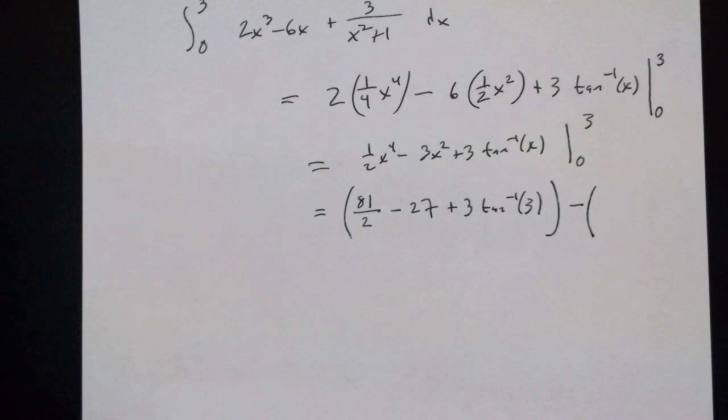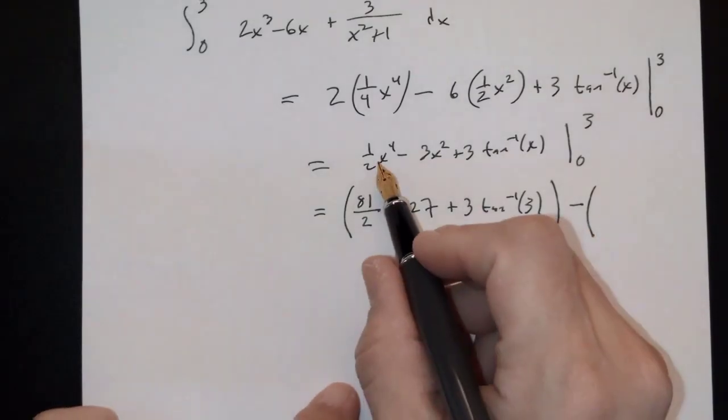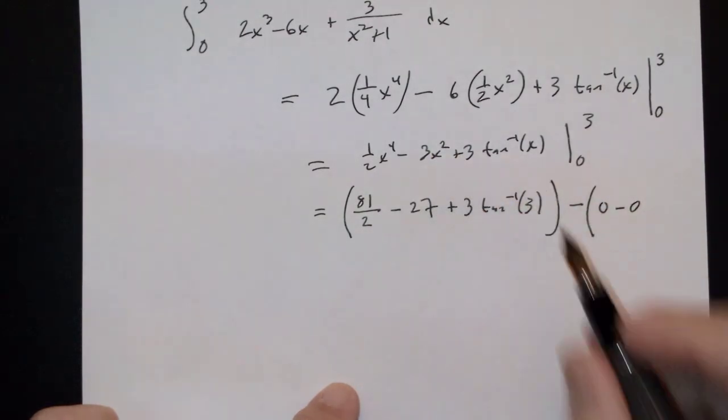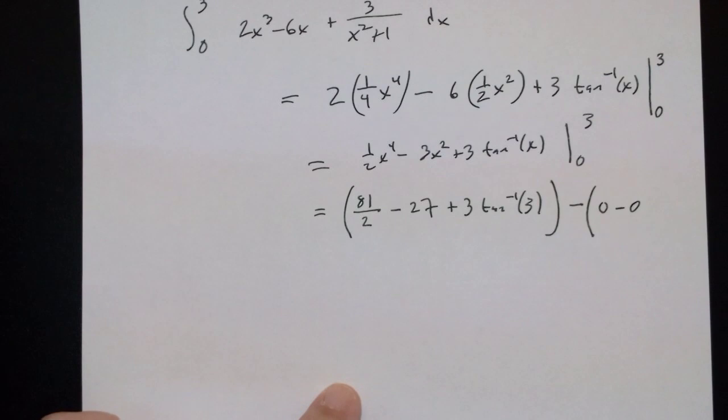Three to the fourth is 81. 3 squared is 9 times another 3 gives me 27. Tangent inverse of 3, I don't know that off the top of my head. I'll leave it like this. And then I put in 0. 0 to any power is 0. Tangent inverse of 0. That one I do know. What's tangent inverse of 0? 0.